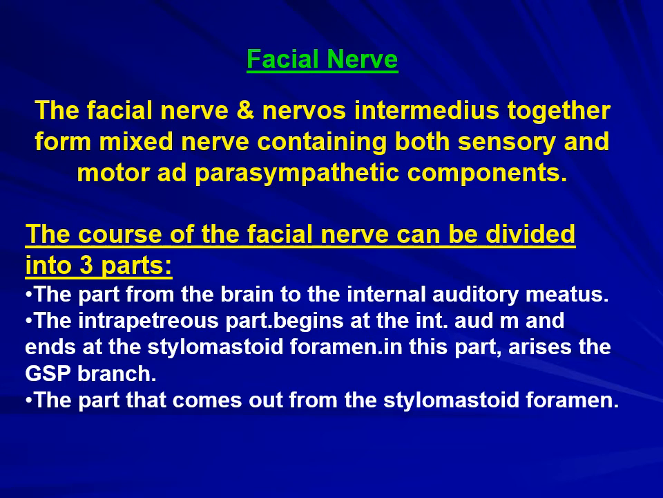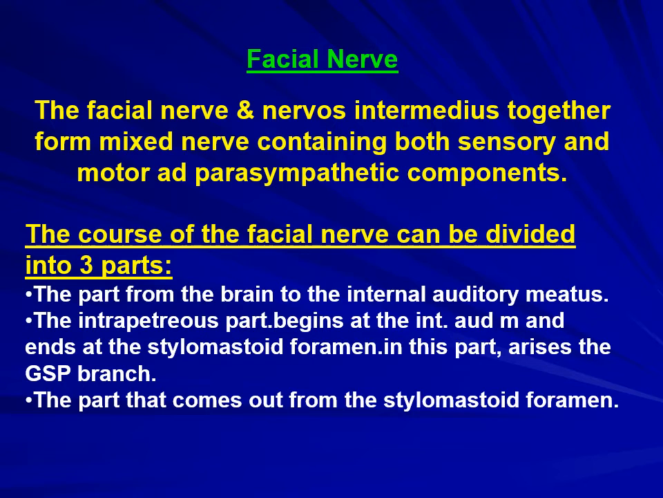We are going to give some hints about the anatomy of the facial nerve. The facial nerve and the nervus intermedius together form a mixed nerve containing sensory, motor, and parasympathetic fibers. The course of the facial nerve can be divided into three parts.